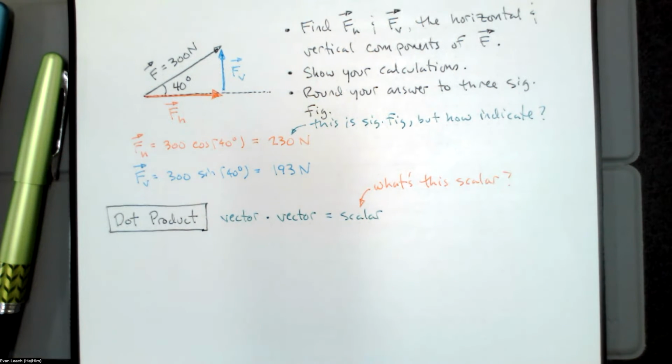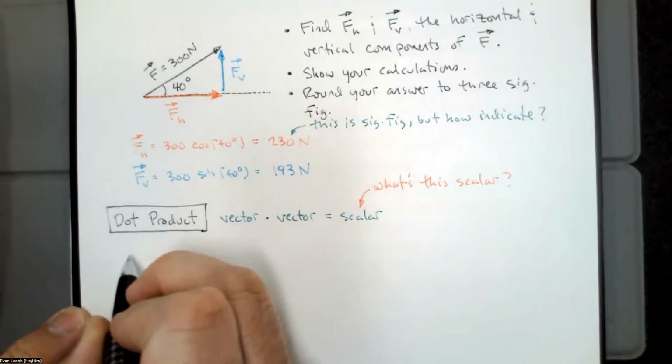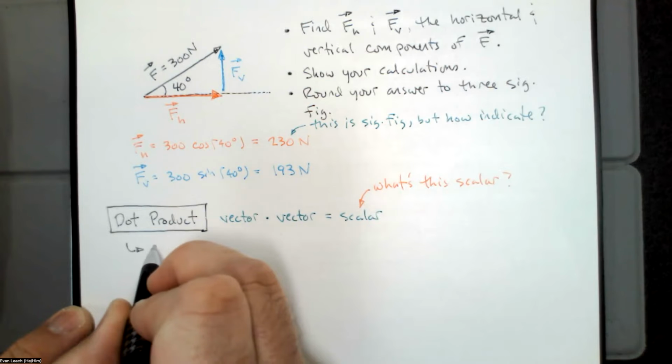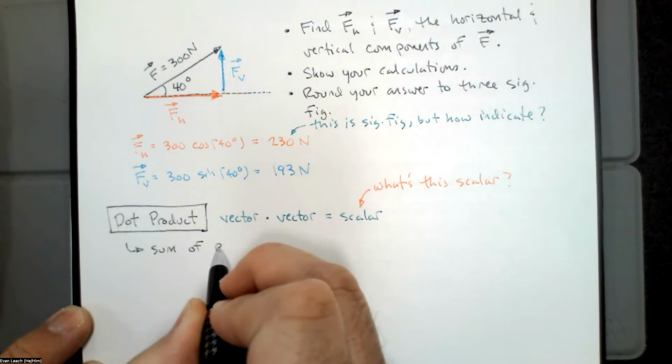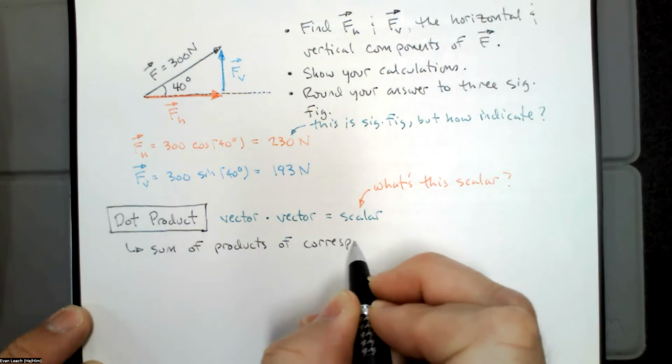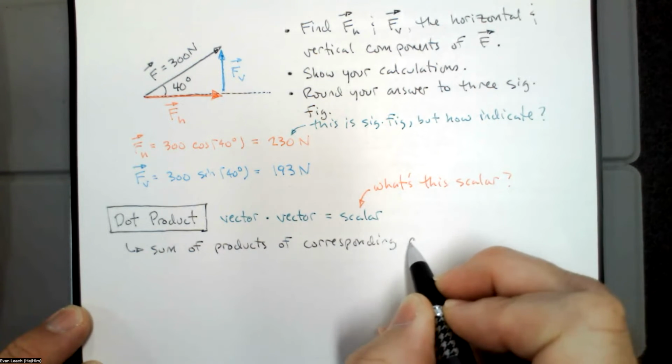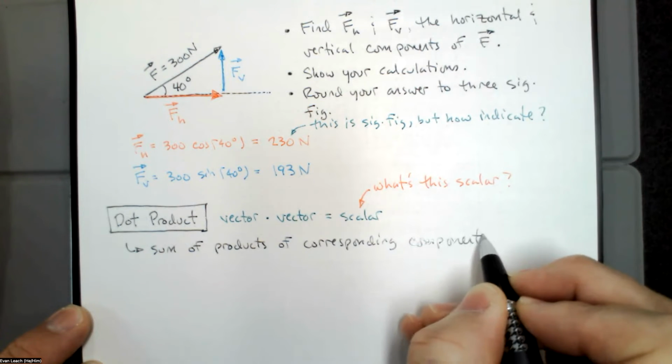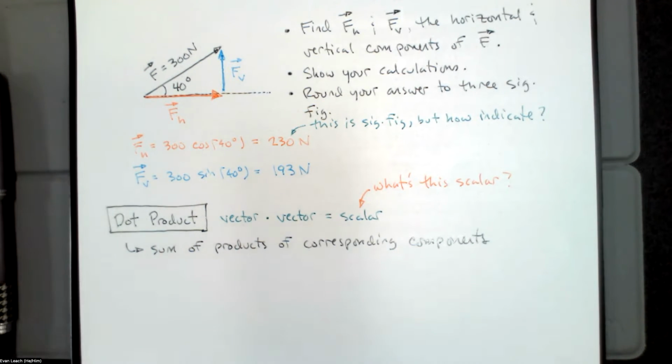So the dot product is a scalar product. We take a vector, dot a vector, come up with a scalar. You want to know what that scalar represents. Recall that we can find the dot product by finding the sum of the products of the corresponding components. One way to calculate the dot product is the sum of the products of the corresponding components.